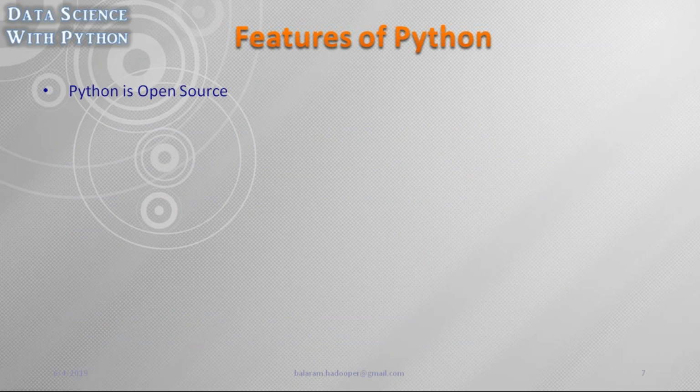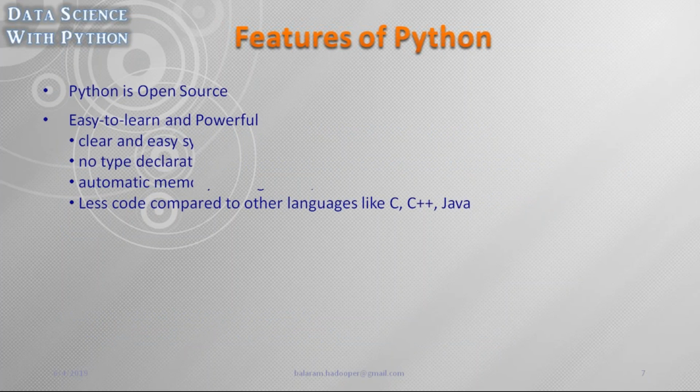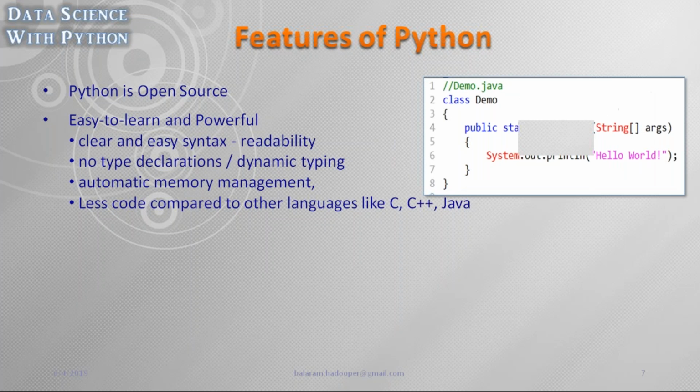Now, features of Python. It is open source. You need not go for any license. It is easy to learn and very powerful, with clear and easy syntax, that is readability, and also dynamic typing. You need not declare the variables. Automatic memory management, you need not remove the variable from memory. And less code compared to other languages, C, C++, Java.